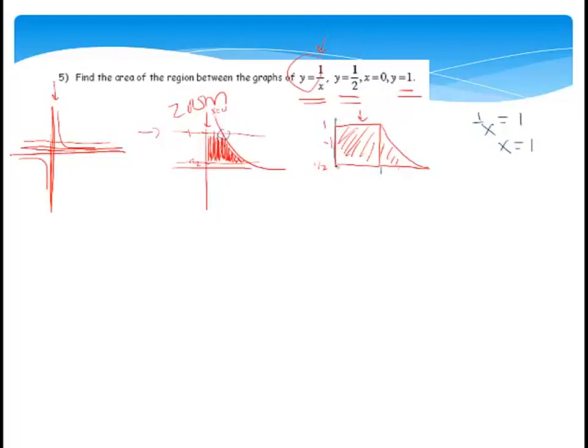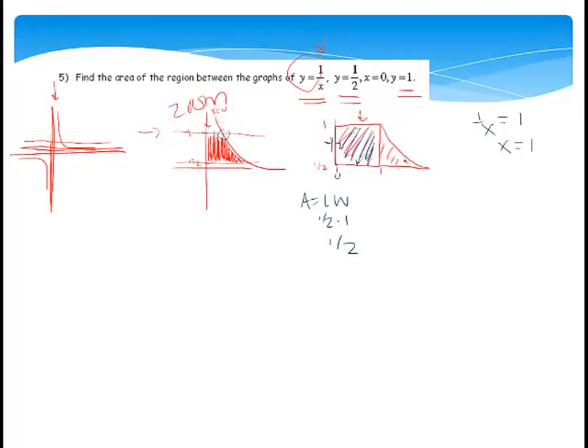This here was the axis, so what's the distance from here to here? This distance is 1. This distance from half up to 1 was a half. So the area is length times width. We get half for this section right here.